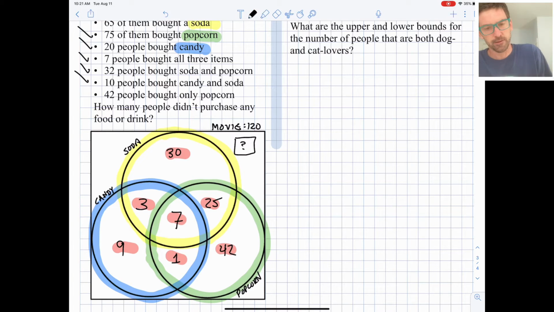So we have a grand total of 3 people left over to get to our 120.